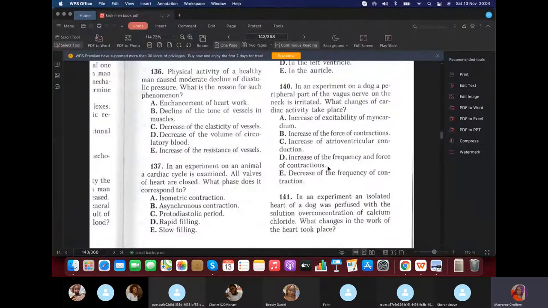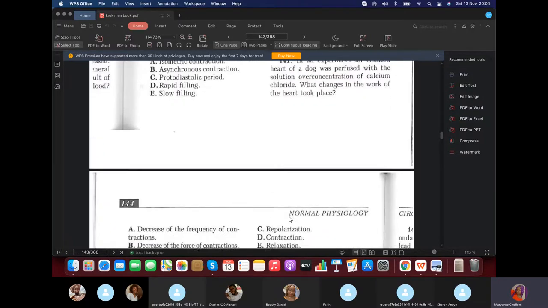In an experiment on a dog, the peripheral part of the vagus nerve on the neck is irritated. What changes of cardiac activity will take place? I told you guys in the second lecture, when we did our cranial nerves, that the vagus nerve is like the king of parasympathetic. So if you irritate the vagus nerve, you're irritating your parasympathetic nerve. How will this affect your cardiac activity? Of course, there has to be a decrease of the frequency of contraction, because that's the only one that is decreased, yeah? Good. 141.